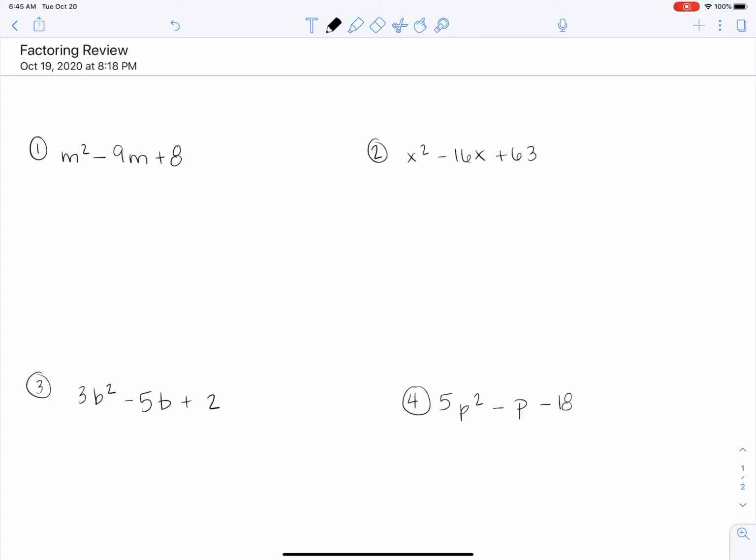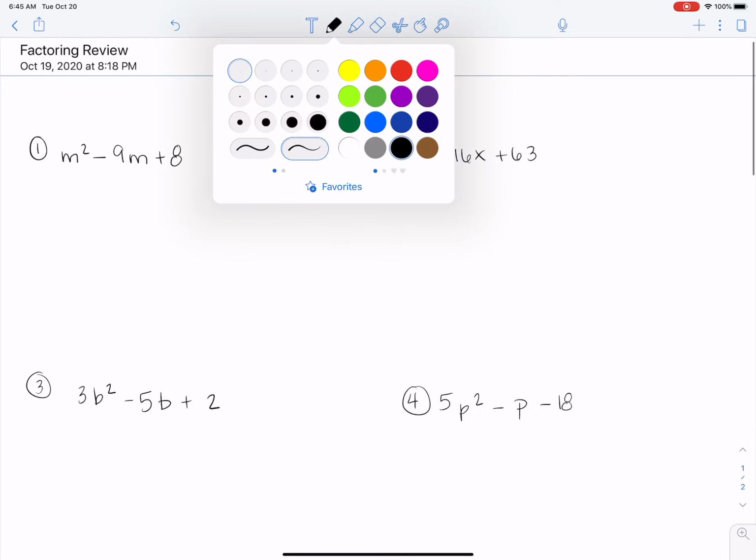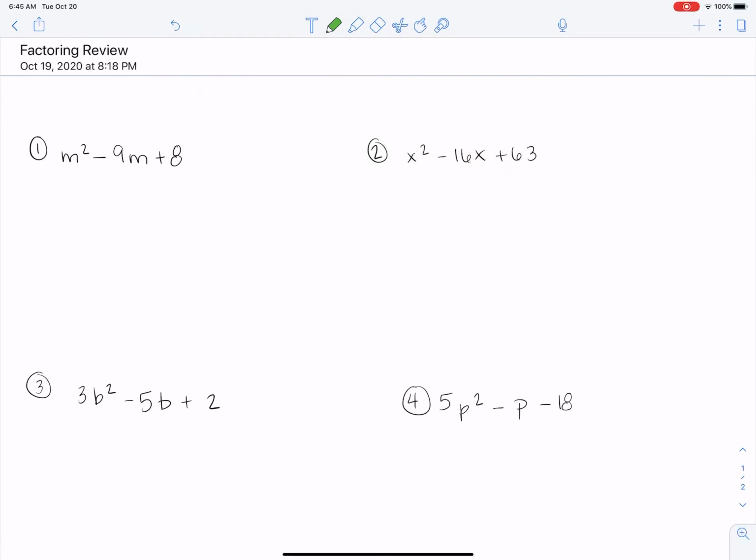First of all, remember that when you have a quadratic, you have a trinomial. You have three pieces. Our goal in factoring is to take the three-piece trinomial and break it down into two pieces, or two binomials. The first thing we have to do is recognize what A, B, and C are. So in this first one, A is 1, B is -9, C is 8.